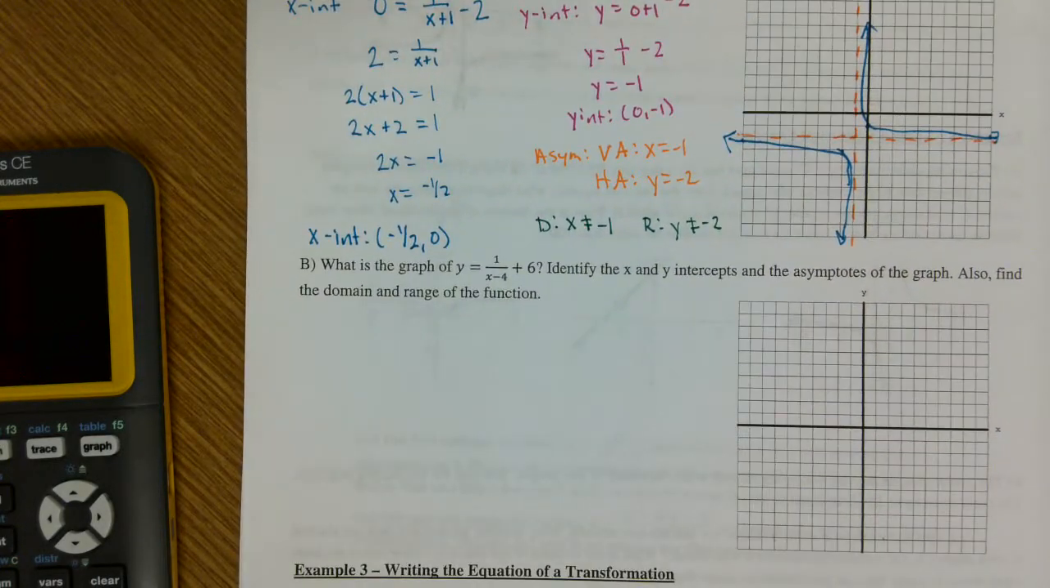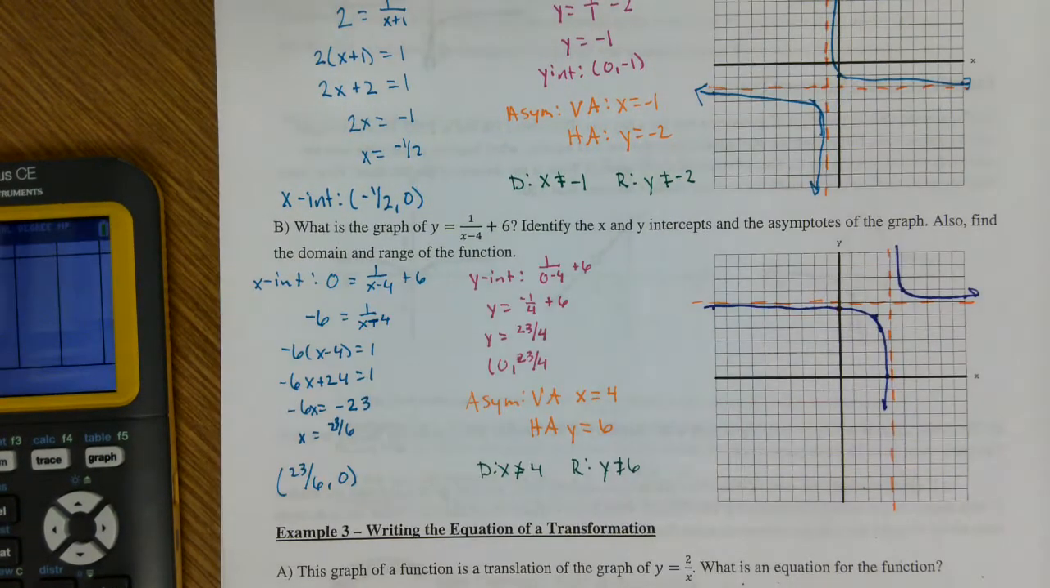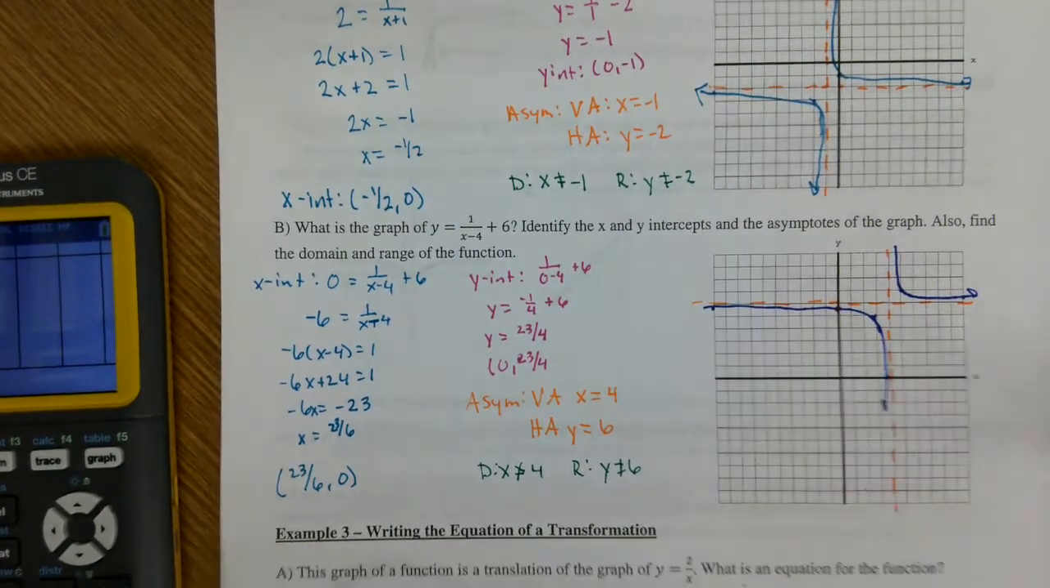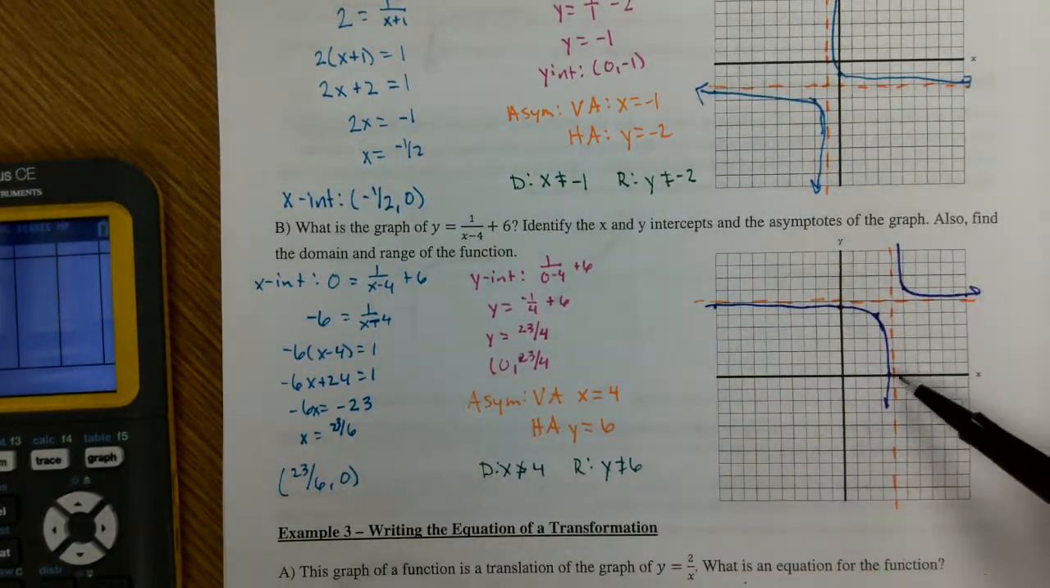Now I want you to try to do B by yourself. It's going to be kind of hard to see here, but here is my x-intercept. I tried to make that in light blue.